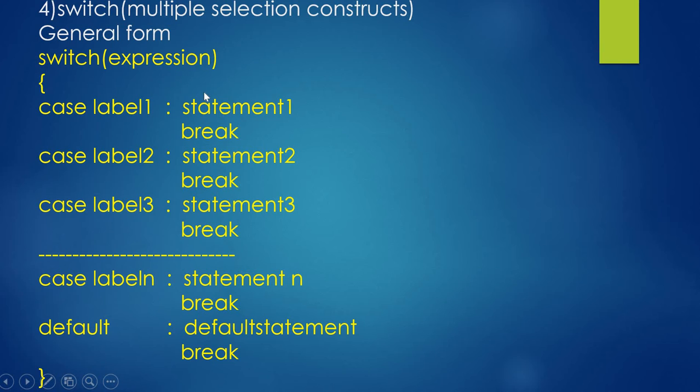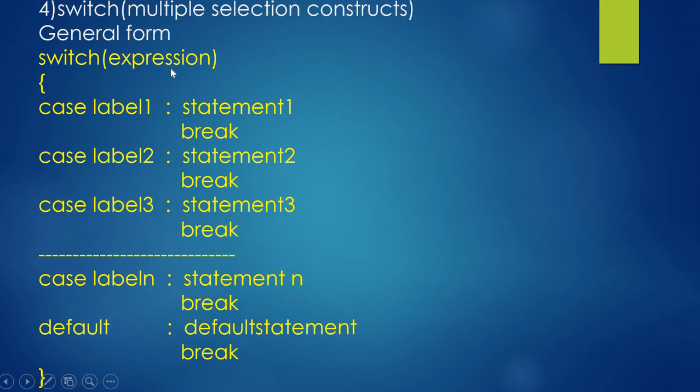Then see, if this expression is not equal to label 1, not equal to label 2, not equal to label 3, not equal to label n, that is, all these conditions are wrong, it will execute the default statement. That is, in switch we are checking more than one condition, just like if else if.